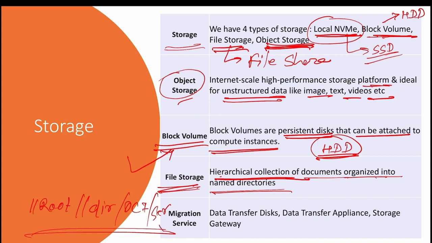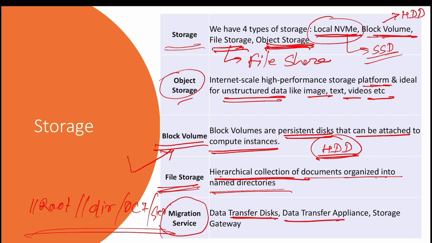We will talk about the migration services. That means when we move the data from our organization to OCI, what are the things we can use? So we can use three types of devices. First is transfer disk. It's like a disk where you can upload the data and send it to Oracle. They will upload the data in Oracle Cloud.